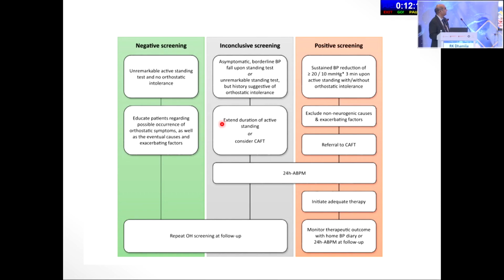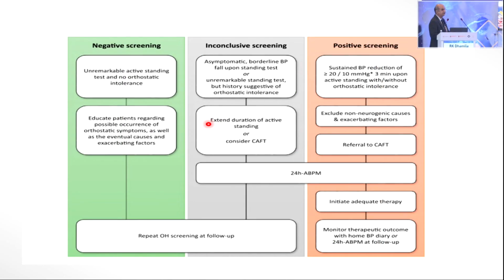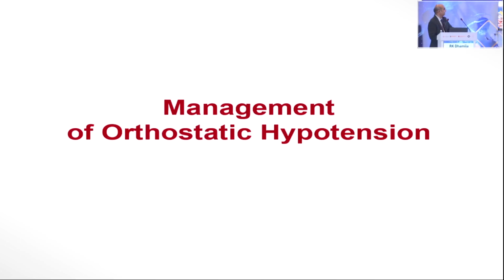Okay. So how do we screen these patients in the clinic? What do we do? If the screening shows a normal blood pressure, then you educate the patients about the symptoms of orthostatic hypotension and identify the triggers. If you have an in-between case where the patient is asymptomatic but has borderline BP, then you extend the duration of active standing, or you do the 24-hour ambulatory BP monitoring. If you have a positive screening, that means standing BP falling more than 20 millimeters, then you exclude the other causes, neurological and non-neurological causes, and then do the 24-hour ambulatory BP monitoring, and then we manage these patients. Either we repeat or we follow up with medications or non-pharmacological measures.